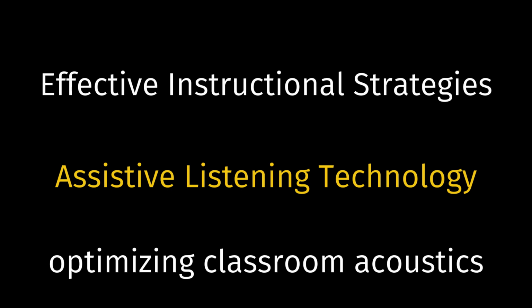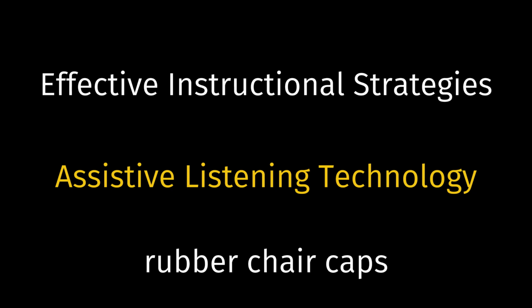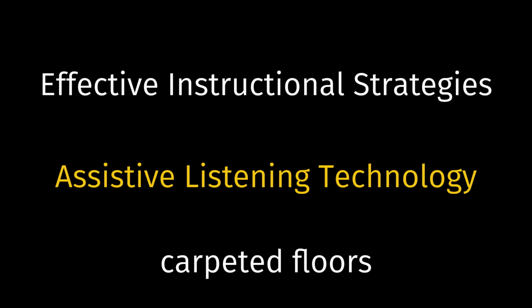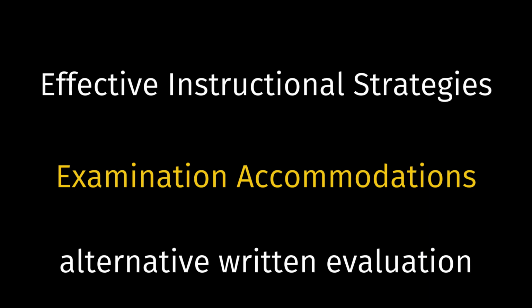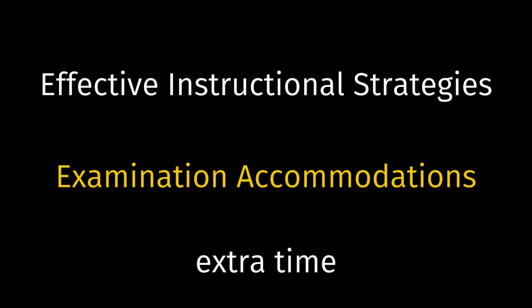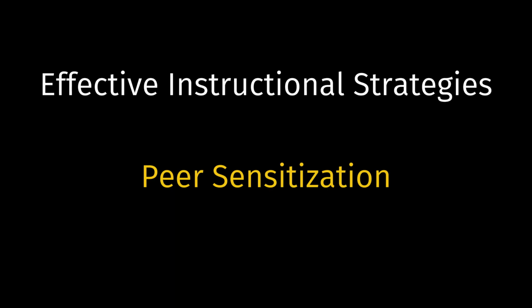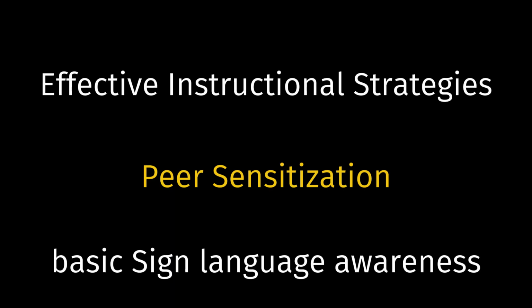At the institutional level, schools must optimize classroom acoustics using sound-absorbing curtains, rubber chair caps, and carpeted floors. Examination accommodations must include sign language interpreters, alternative written evaluation in place of oral exams, and extra time allowance. Peer sensitization programs must be conducted to encourage basic sign language awareness and inclusive social interaction.